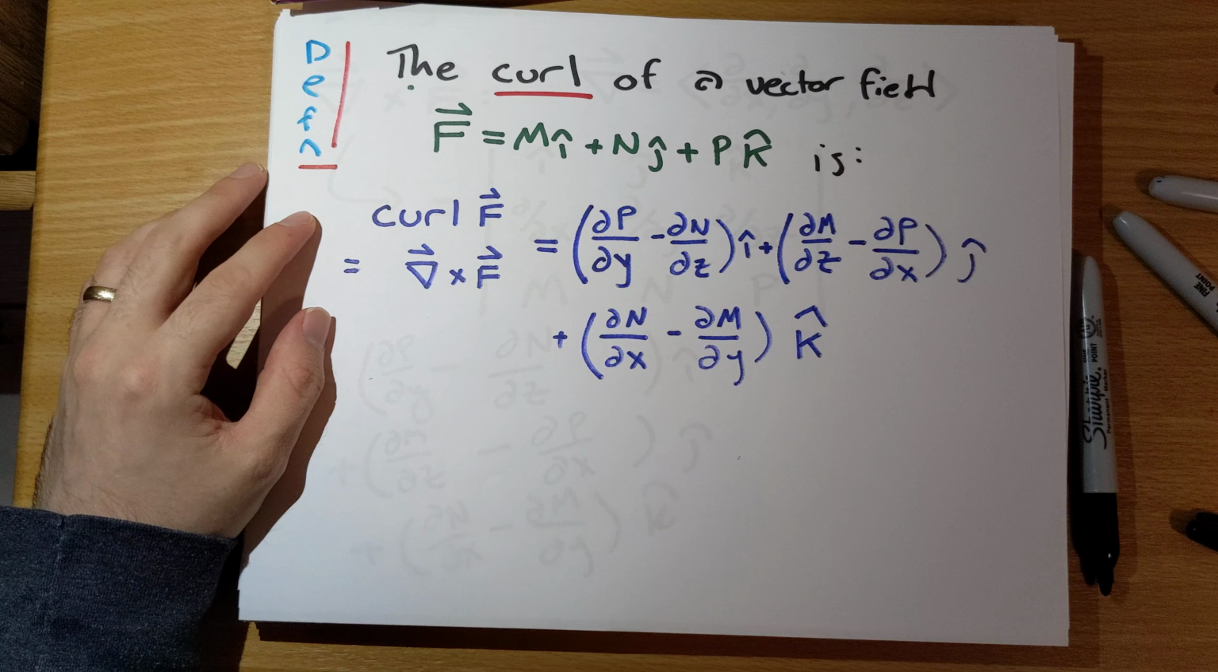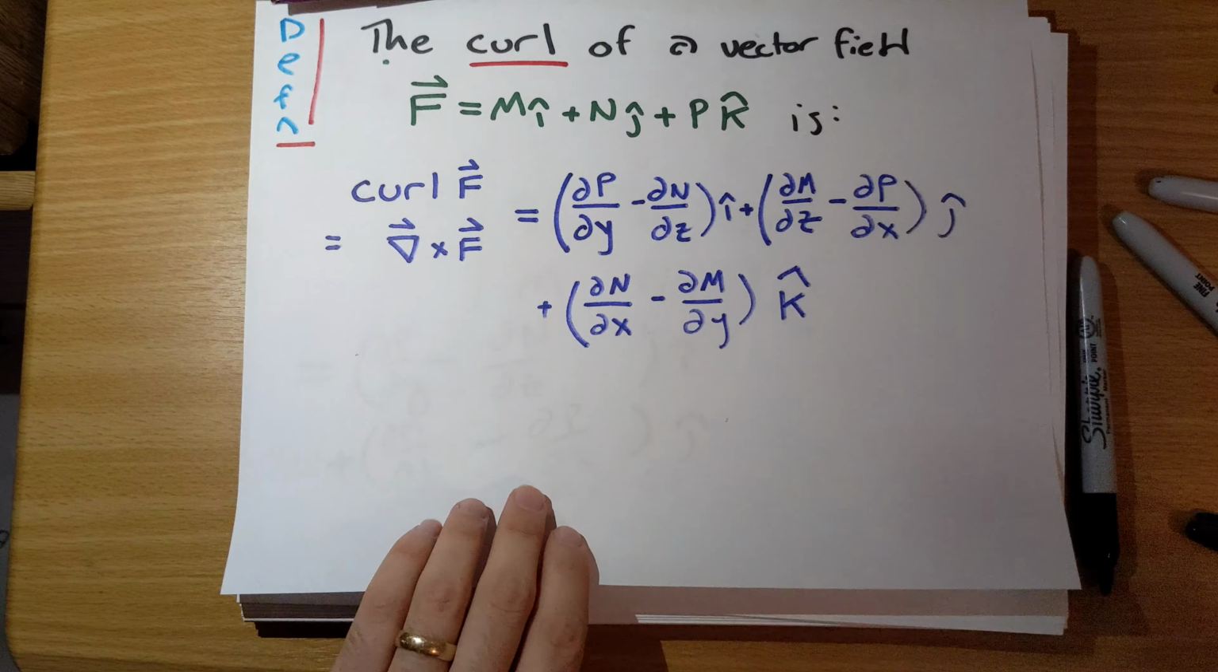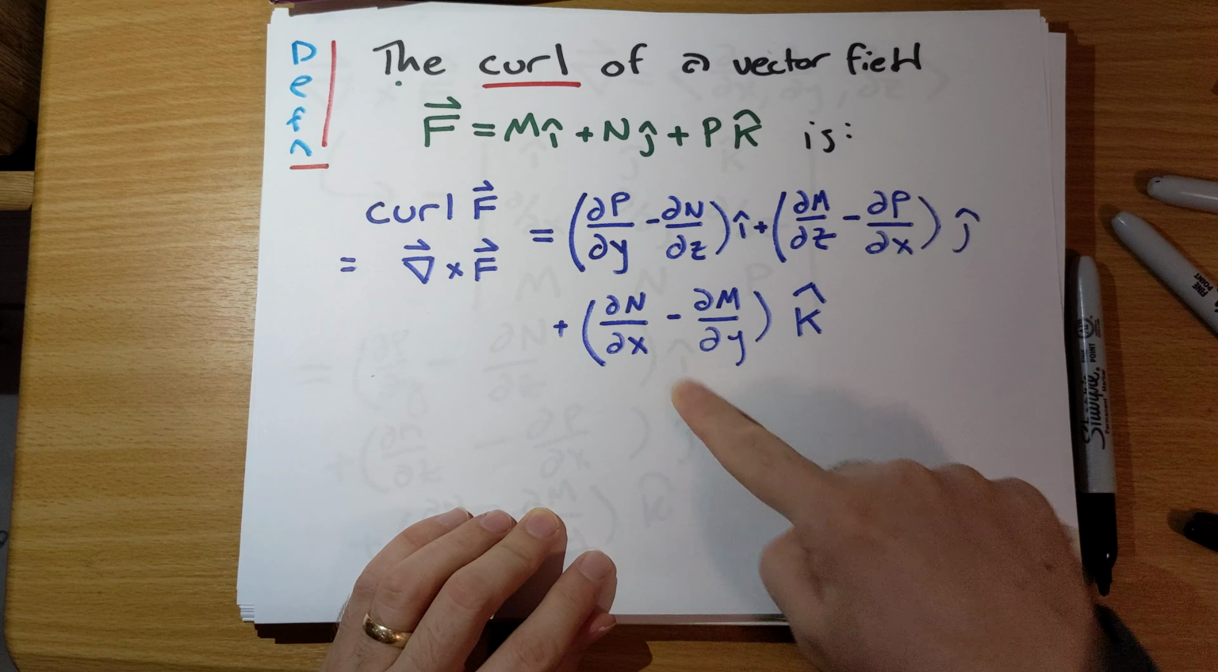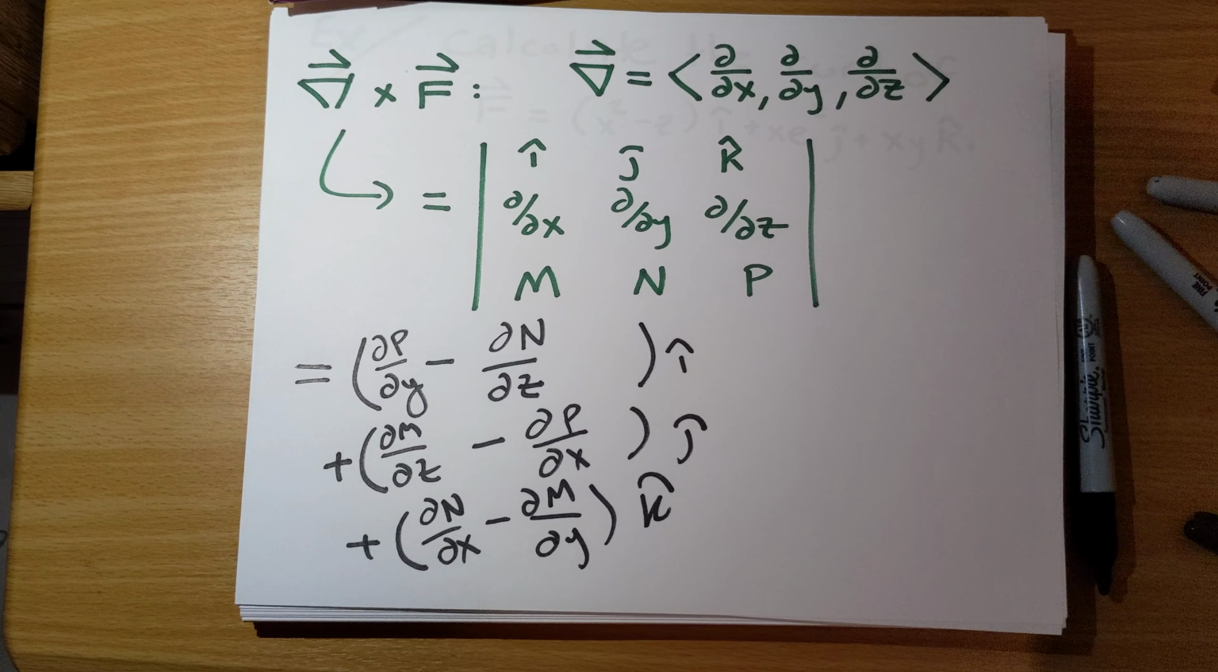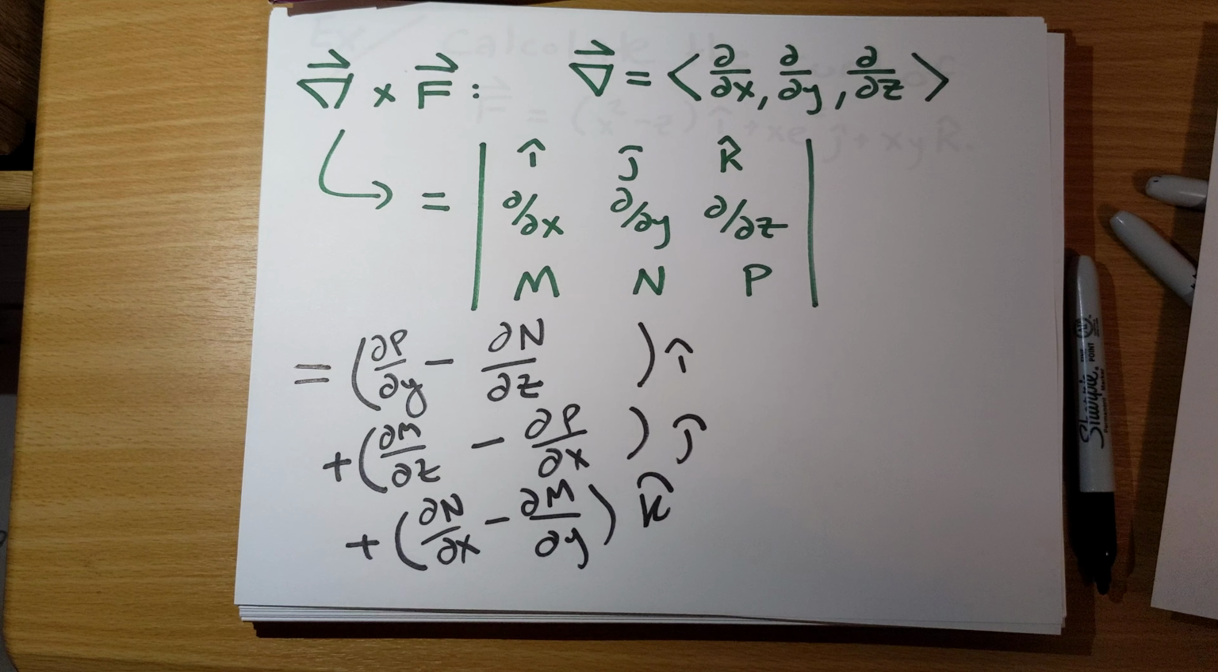So how do you remember how to compute curl? This is how I do it. I personally don't have all this memorized. I just set things up as this determinant to compute the curl of a vector valued function, of a vector field, and this is how I do things.